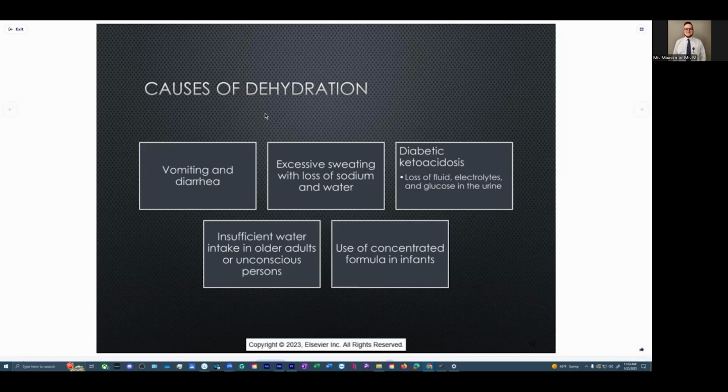But your big causes of dehydration are probably somewhere in the neighborhood of excess sweating and fluid loss, for instance heat stroke, and then vomiting and diarrhea. Just think coming out both ends, I'm losing a lot of electrolytes, a lot of stuff.